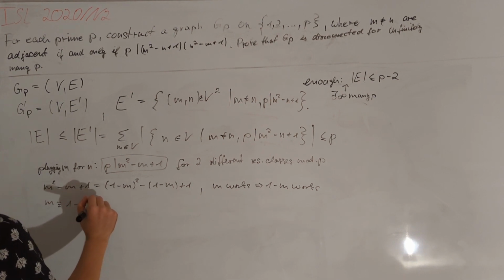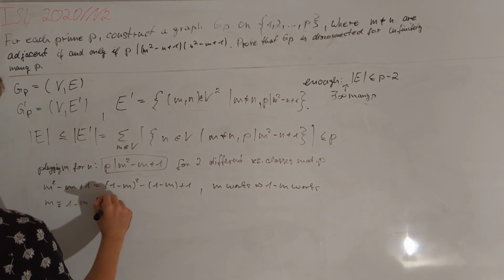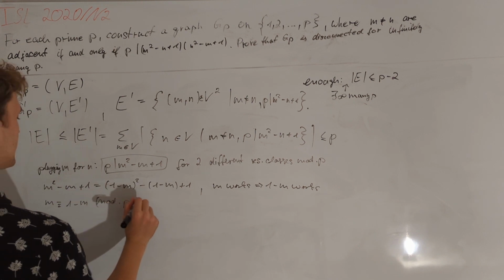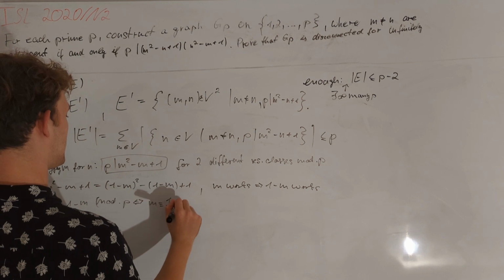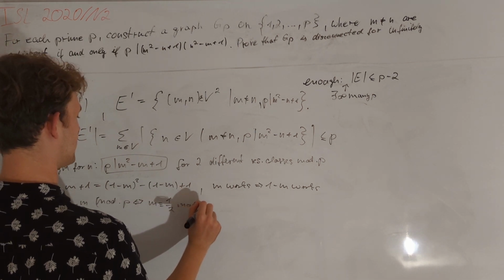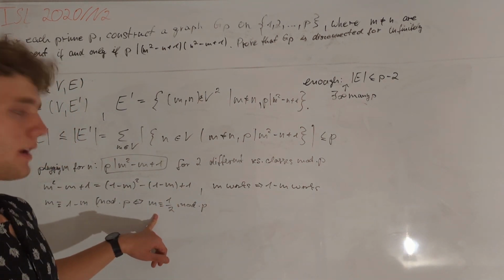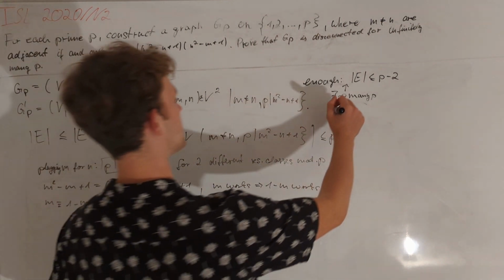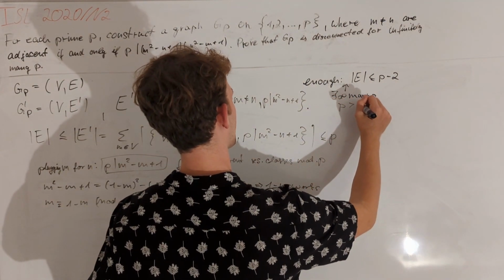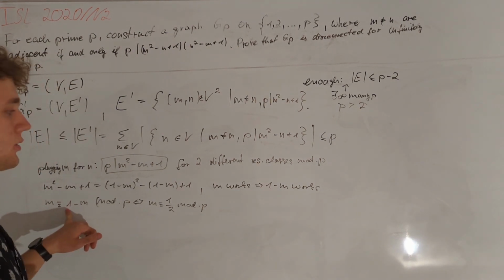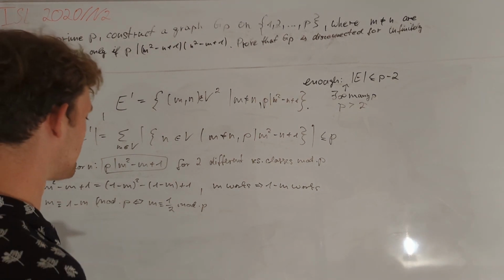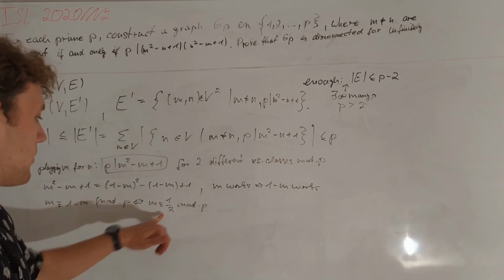If m is congruent to 1 minus m mod p, this is nothing but m is congruent to 1/2 mod p. I want to say two things about that. First of all, we need to require p is greater than 2 for this to work, because otherwise this doesn't have any solution at all and this doesn't exist. And the second remark is why this exists.